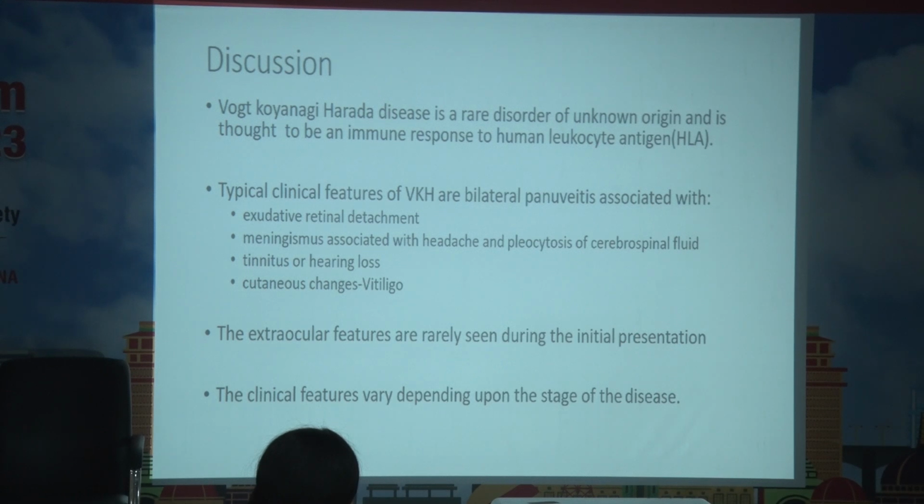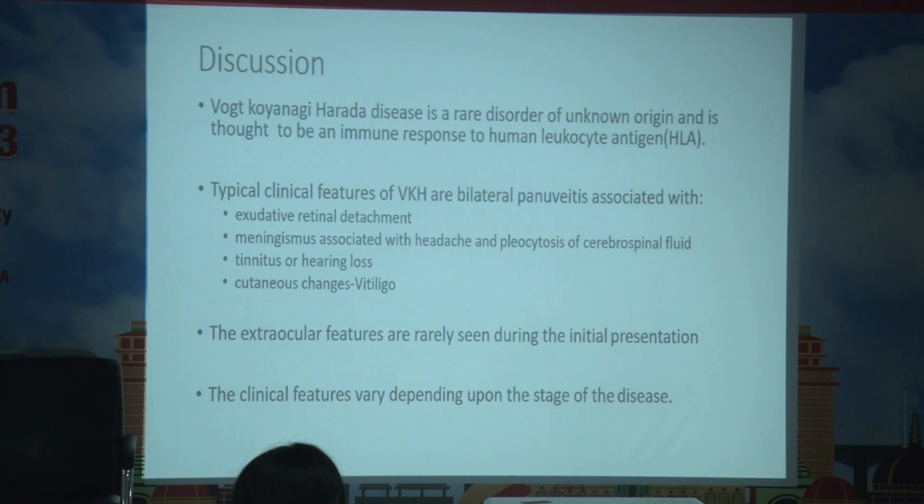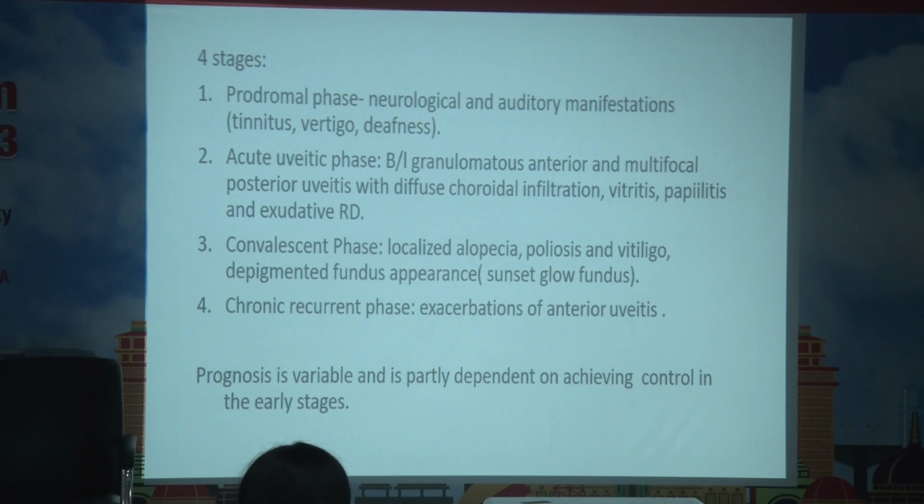Coming to discussion, Vogt-Koyanagi-Harada disease is a rare disorder of unknown origin and is thought to be an immune response to human leukocyte antigen. And typical clinical features of VKH are bilateral panuveitis associated with exudative retinal detachment, meningismus associated with headache, and pleocytosis of cerebrospinal fluid. Tinnitus or hearing loss, cutaneous changes, we see vitiligo, alopecia. The extraocular features are rarely seen during the initial presentation, and clinical features vary depending upon the stage of the disease. There are 4 stages.